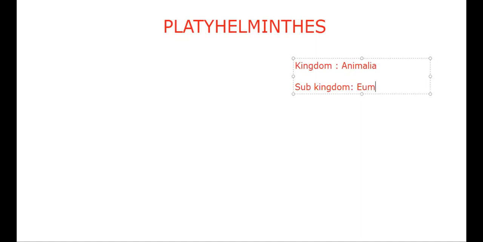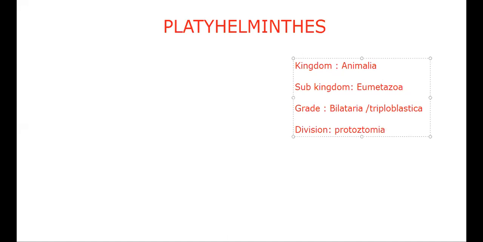Eumetazoa, the subkingdom Eumetazoa. Great. Grade Bilateria or Triploblastica. Very good. Division Protostomia. Okay, wait, I got a small spelling mistake. Protostomia. Next, subdivision Acoelometa.